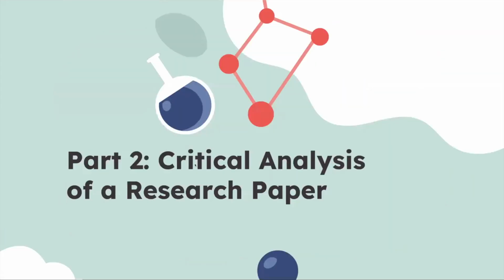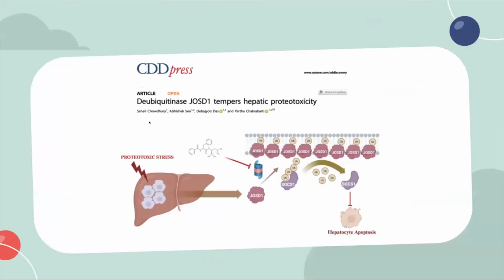All right, so I did a critical analysis of my mentor's research paper, and this is the specific paper that I did. To explain the context of this paper in a nutshell, this paper talks about the novel aspect of a certain deubiquitinating enzyme, JOS1, in hepatoproteotoxicity. When there's proteotoxic stress in the liver, JOS1 gets monoubiquitinated and then gets transported to the membrane. It then deubiquitinates SOX1, which helps prevent hepatic apoptosis.